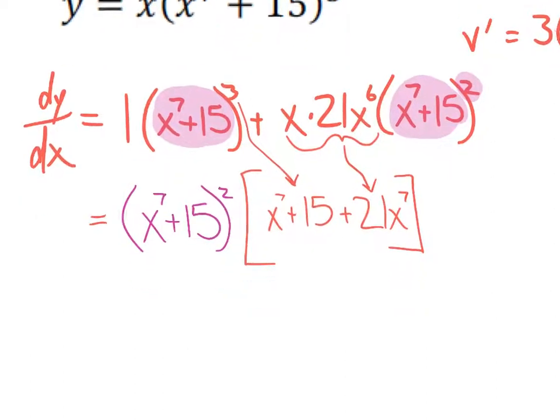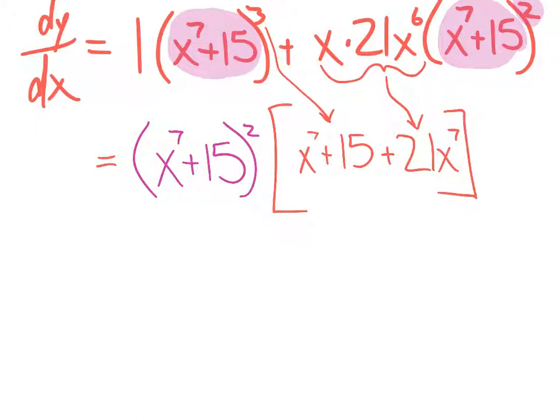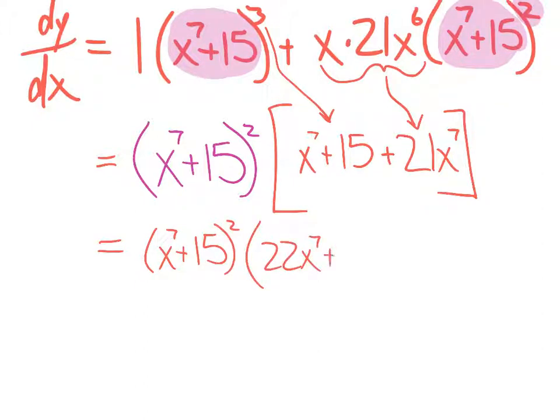Okay? So now, and this is where I said this is very elegant if you see it. It's actually very simple, very elegant if you see it. It's just x to the 7th plus 15 squared times 22x to the 7th plus 15. And that's it. There's no foiling involved. Do not multiply that out. Okay? Why not?